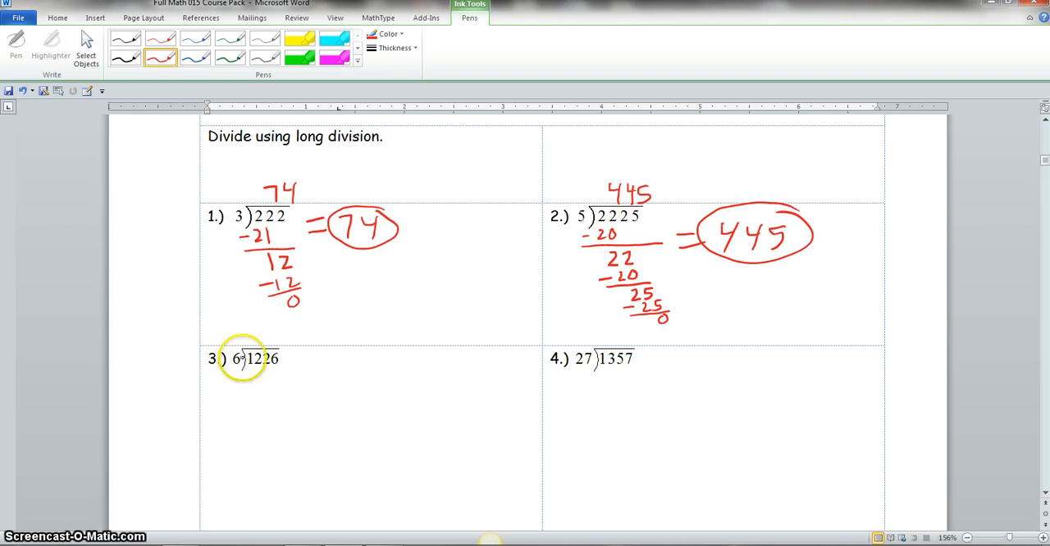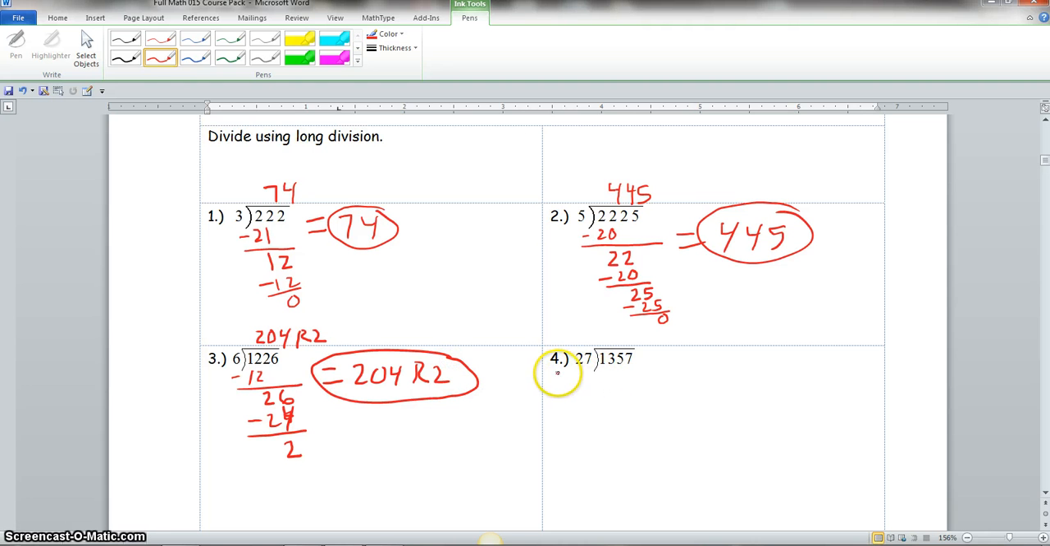Now we go here to number 3. We say 6 goes into 1 0 times. 6 goes into 12 twice. 2 times 6 is 12. 12 minus 12 is 0. So we just bring down this 2 here. 6 does not go into 2, so we put our 0 here, and we bring down this 6. 6 goes into 26 4 times. 4 times 6 is 24. 26 minus 24 is 2. So we have a remainder of 2. So our final answer is 204, remainder 2.